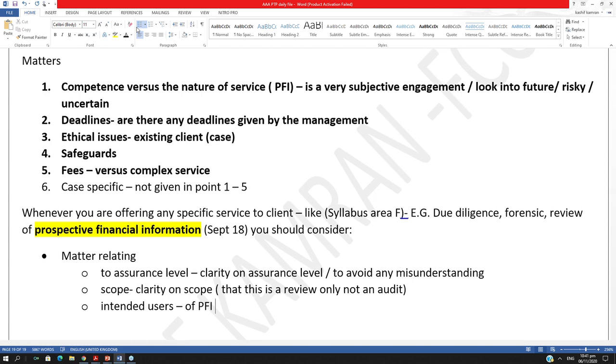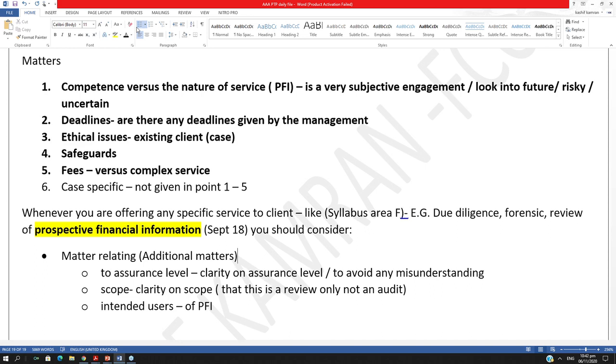But when you're offering a service, should you ask management who are the intended users of the service? Will that be a relevant matter in this context? Should we seek clarity on who are the intended users of the prospective financial information, who will be using them? These are additional matters you can think about when you're offering services like the three in your syllabus. So please do read the case.